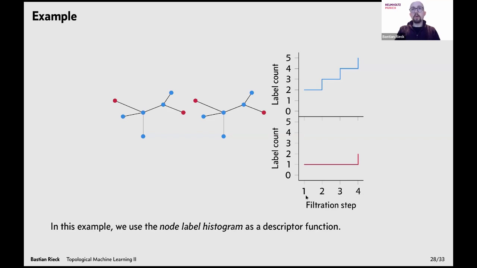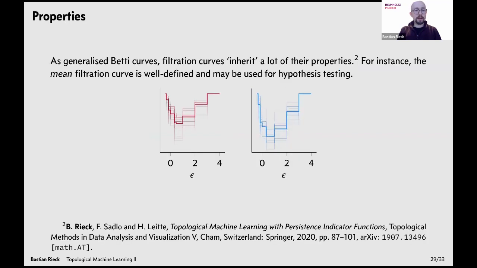The red node count doesn't change until the very end, so it stays at 1 until it goes up to 2, and the others change in every step. So this is a very simple way of evaluating a function alongside the graph. The big question is, of course, why would you do that, or what can you do with this paradigm? How does this help you in practice?